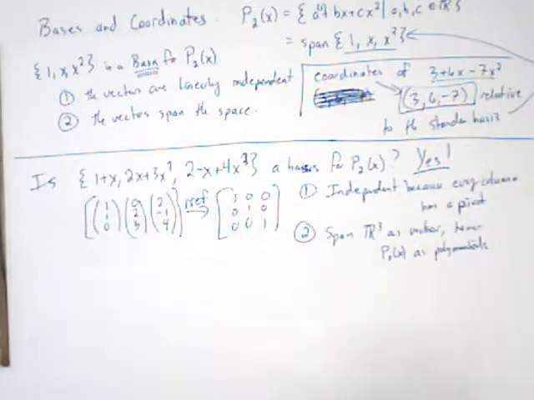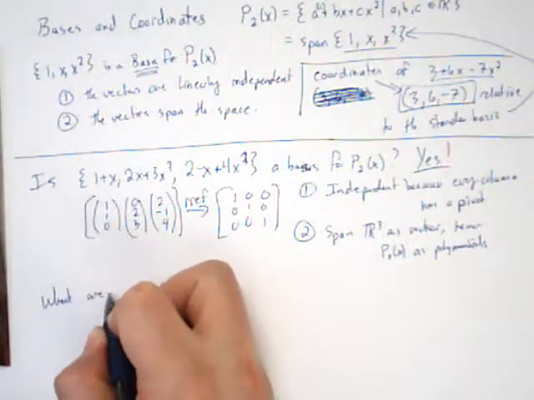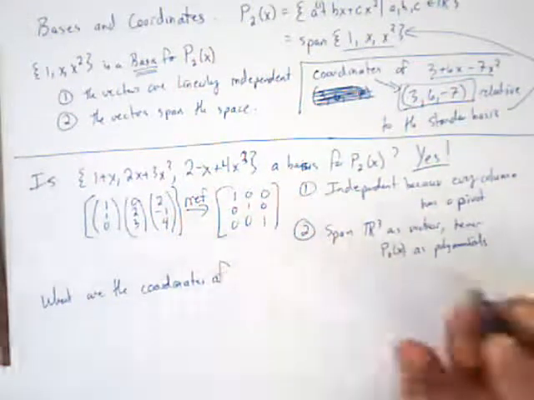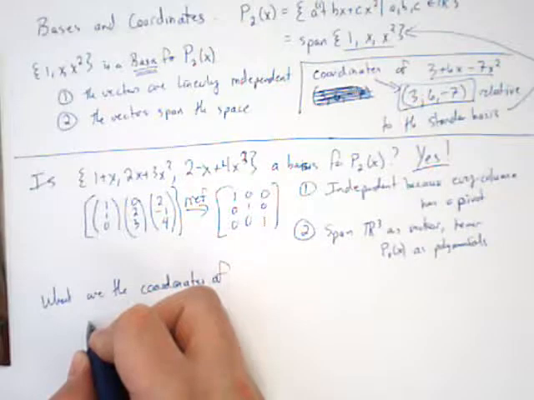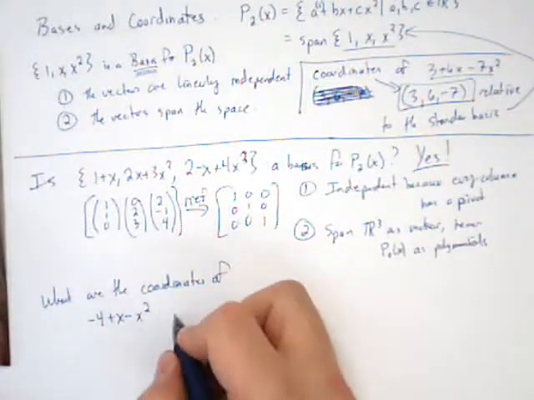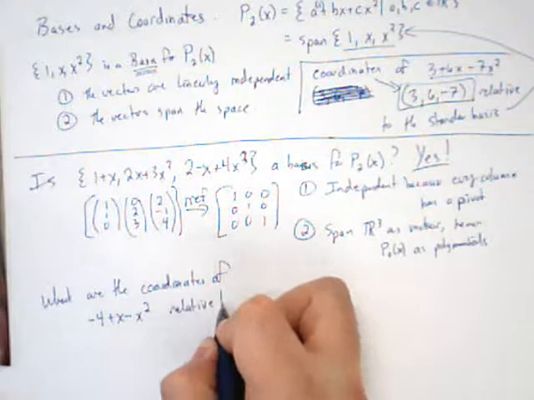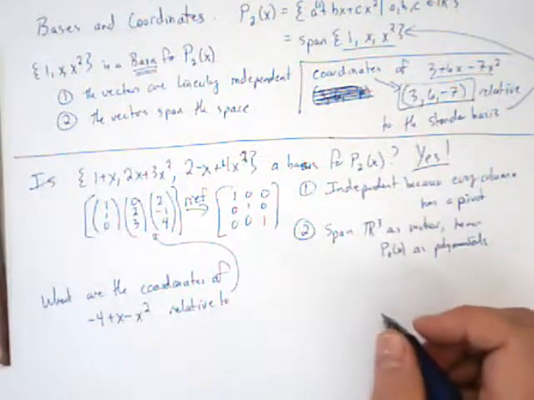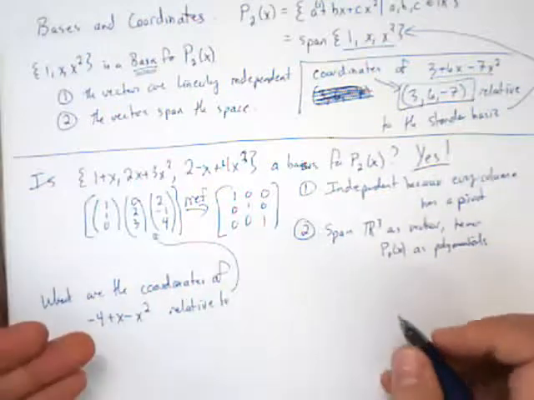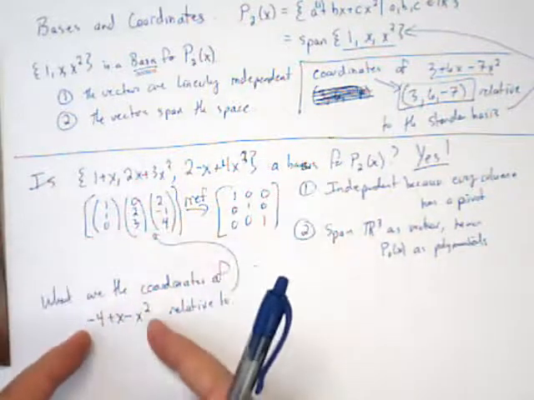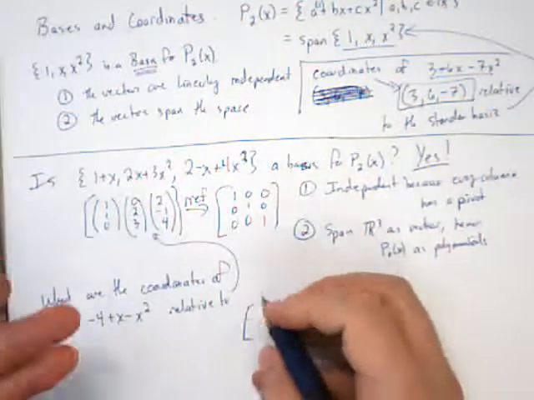Now we're going to look at a different question. What are the coordinates of a vector? Let's take the polynomial -4 plus x minus x squared. What are the coordinates of this relative to the basis up here? Well, relative to that basis, if I want to know the coordinates, that's the same thing as taking this matrix, augmenting it by the coordinates of this, and then row reducing. So that's exactly what we're going to do.